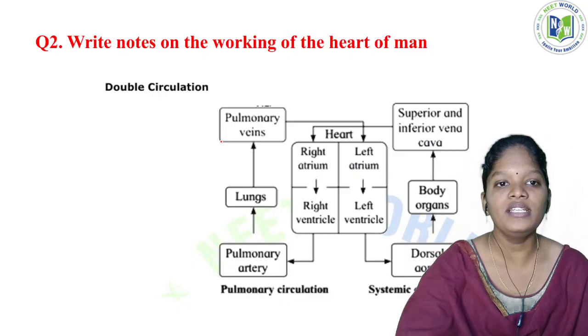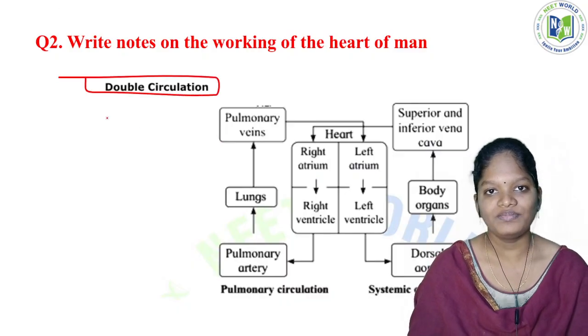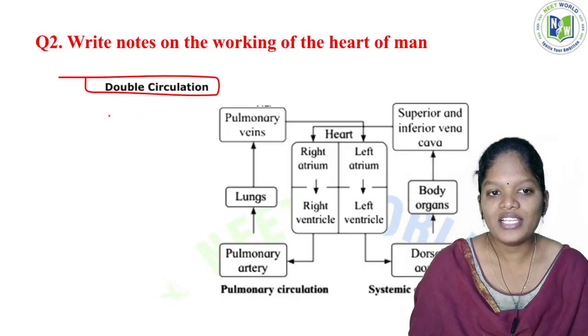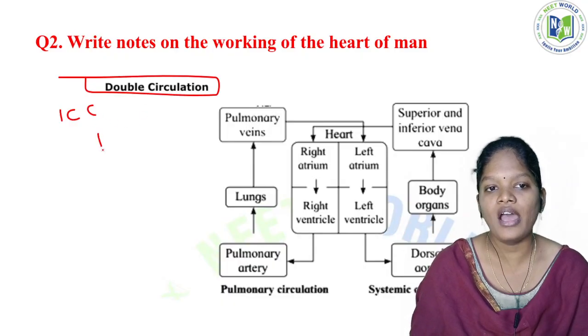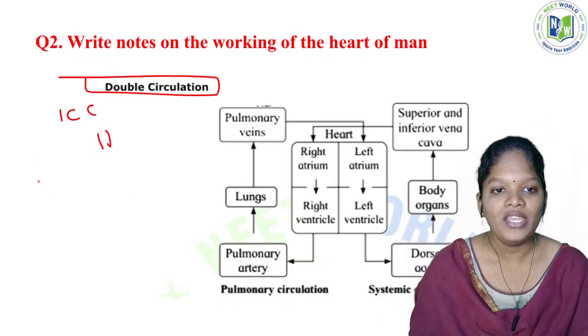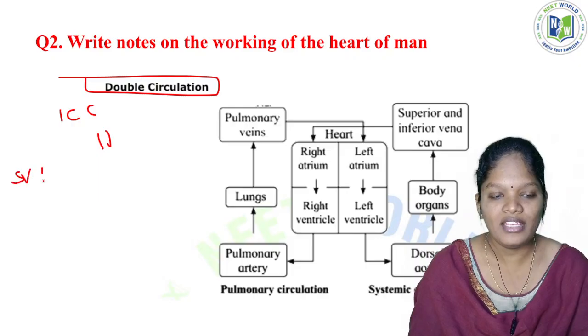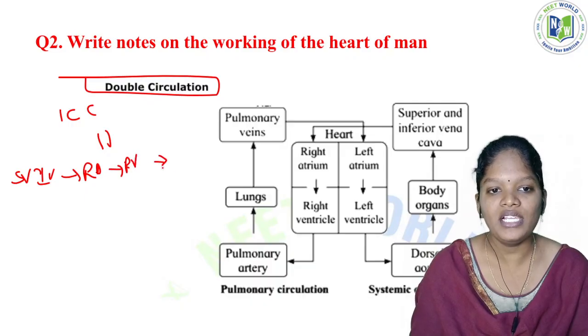So this is what a double circulation of the heart. So what is double circulation? Double circulation means, whenever we are speaking about one cardiac cycle, the heart is involved twice. Have you noticed that? From the superior and inferior vena cava, the blood enters the right atrium, from the right atrium it enters the right ventricle, and from the right ventricle it goes to the lungs.